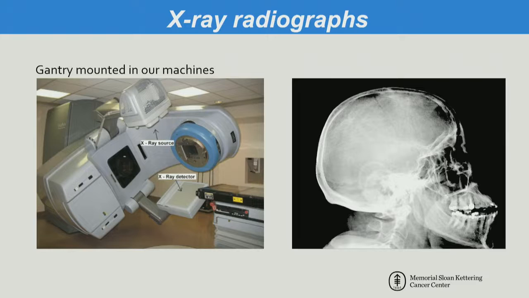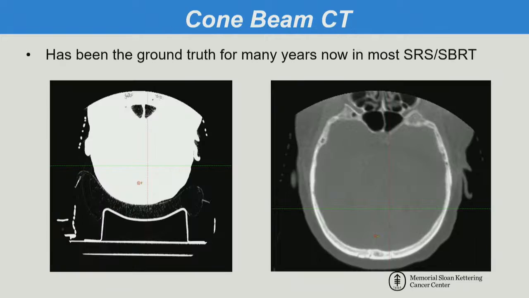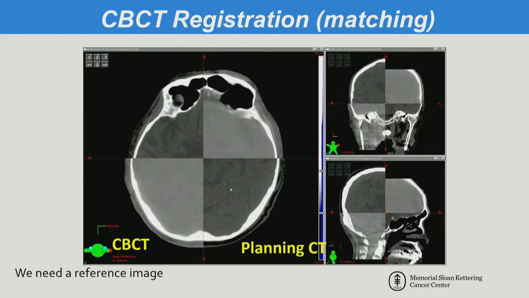Just as an example, X-ray radiographs. We use these constantly to set up our patients because now most of the linear accelerators will have the capability. And the same with cone-beam CT, which, for the most part, in most treatments, is the ground truth for setting up our patients. And this is how we usually see it.